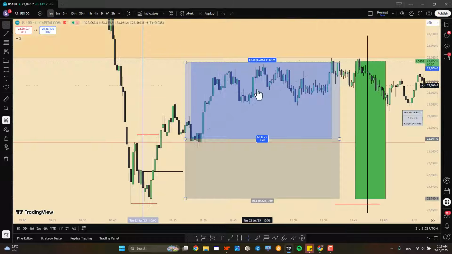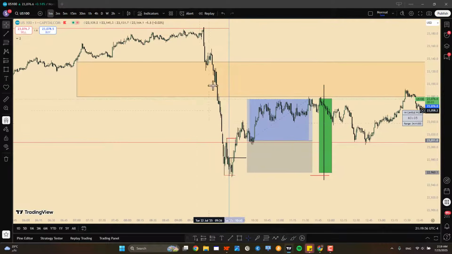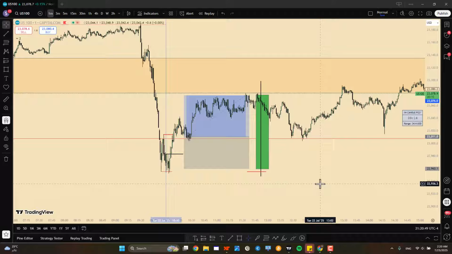So we lost some momentum because I believe that the average true daily range was consumed with this move right here. So price lost momentum right here. And now I believe we reached the end of this video. You can see that the logic was simple, from higher time frame to lower time frame, nothing complicated.